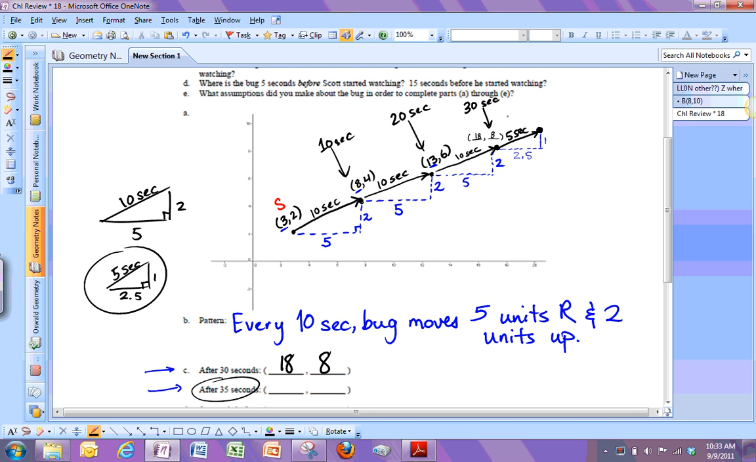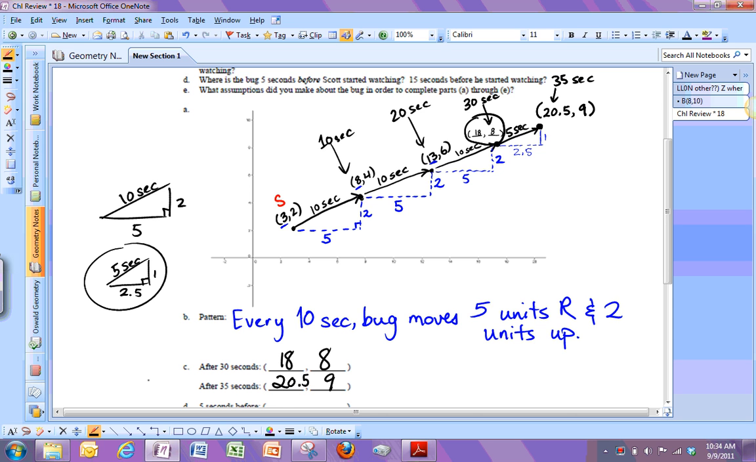Okay, so I remember now, I'm at 18.8, and I go over 2.5 more, so the over 2.5 is going to get me to 20.5, and then the up 1 will get me to 9. So this is at 35 seconds. So that's our answer down here, 20.5, 9.